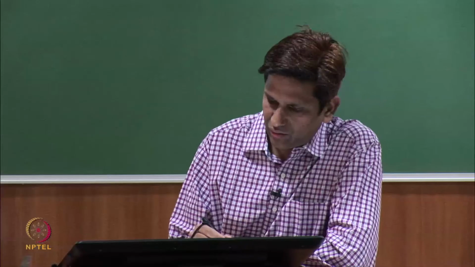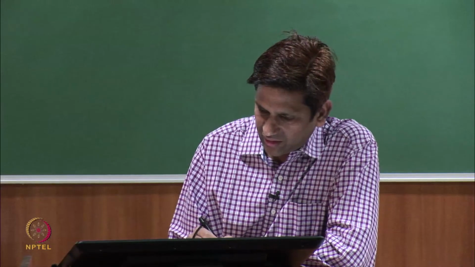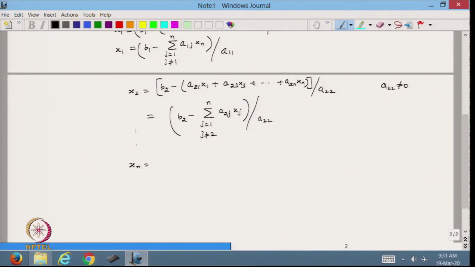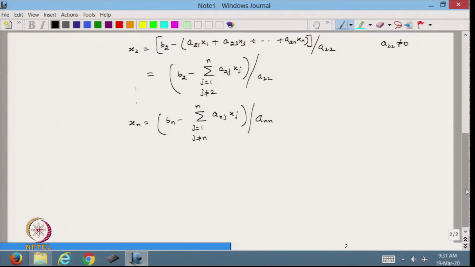The same way I can keep going, and in the last equation I can write bn minus the summation of anj xj, where j is moving from 1 to n and j is not equal to n, and then I divide by ann. Here ann is not equal to 0.